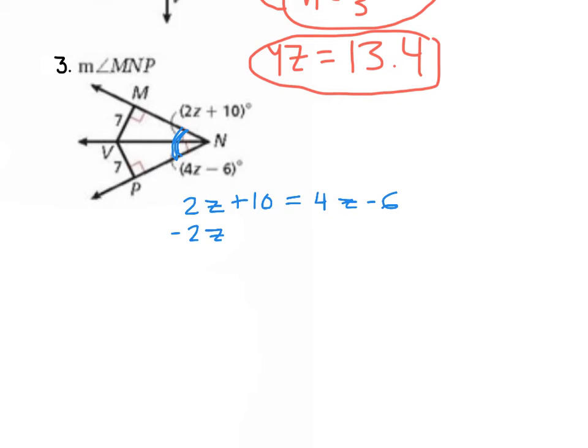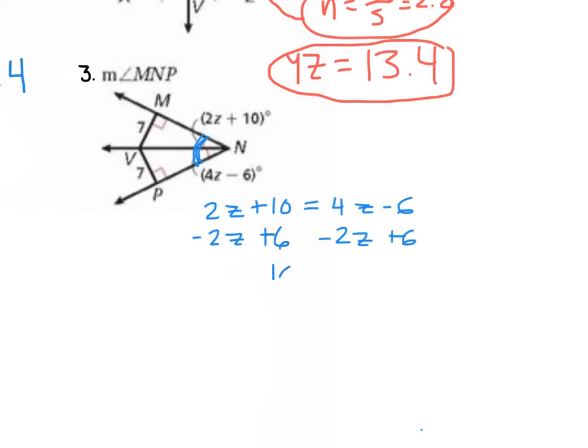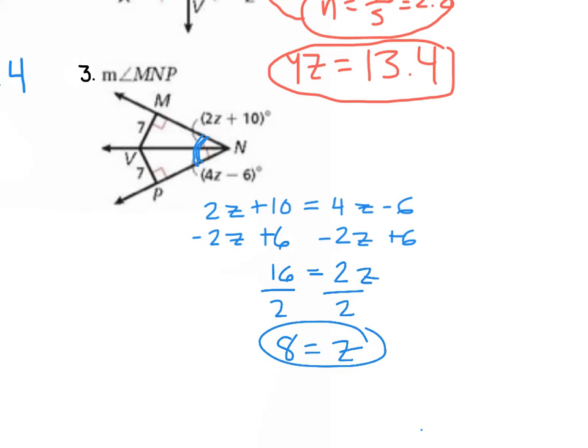So we subtract 2z from both sides, and we can add 6 to both sides. So we get 16 is equal to 2z. Divide both sides by 2, so we get 8 is equal to z. What do we need to do next? Plug it into where? Either one. So we can plug it into 4z minus 6.